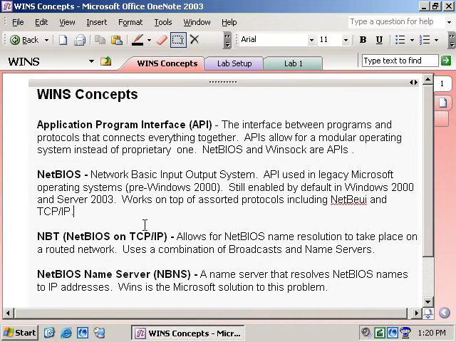Well, now we're using TCP/IP almost exclusively, not just on the internet, but also on our company networks as well. And we still need to support NetBIOS. So NBT, or NetBIOS on TCP/IP, really is just referring to the same old NetBIOS API, but now let's make it work with TCP/IP. And this allows for NetBIOS name resolution to take place on a routed network. And it uses a combination of broadcasts and name servers.